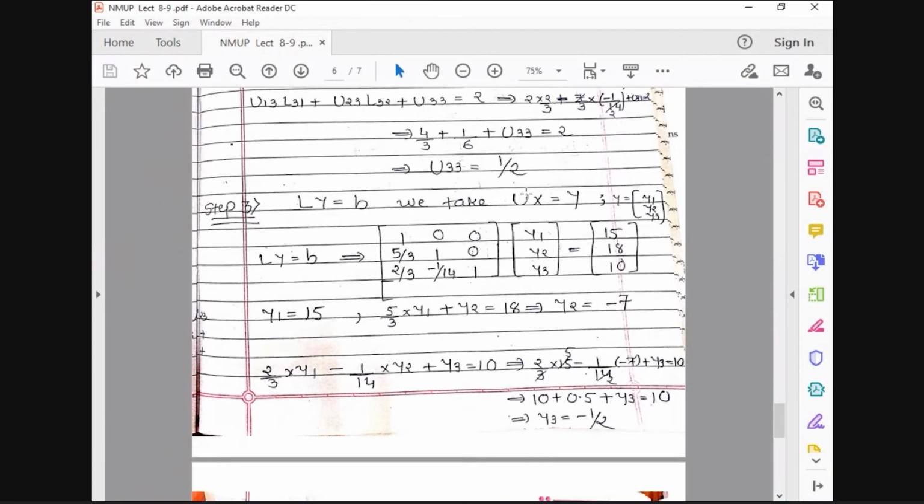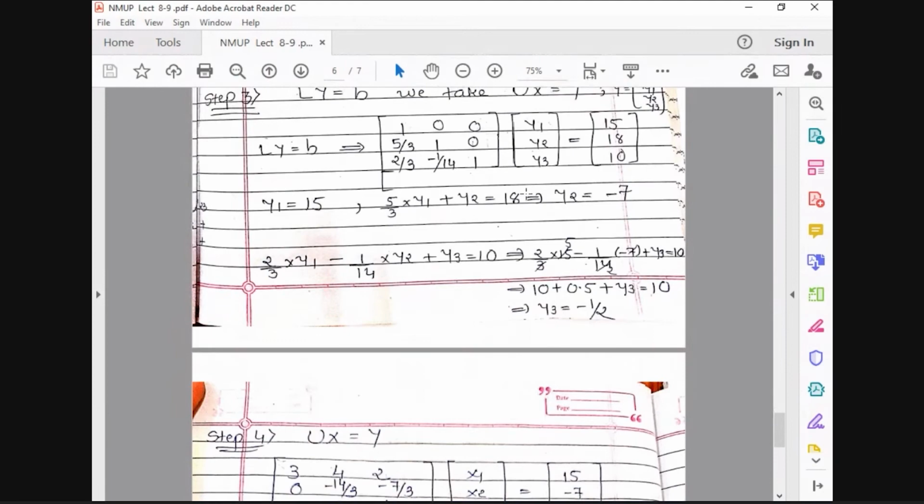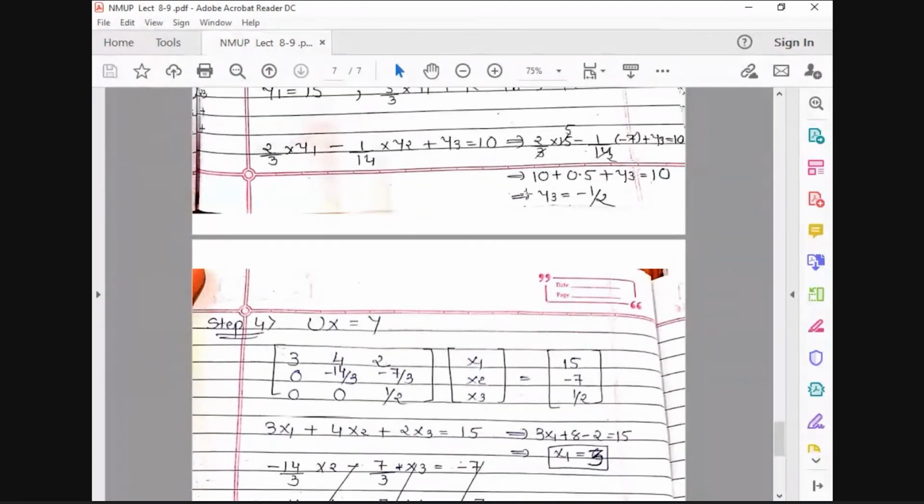In the same way, I solve the third equation: 2/3 into y1 minus 1/14 into y2 plus y3 is equal to 10. Over here, I have substituted the values of y1 and y2, and with the help of that, I got the value y3 is equal to minus 1/3. So now all three values, y1, y2 and y3, are available with me.